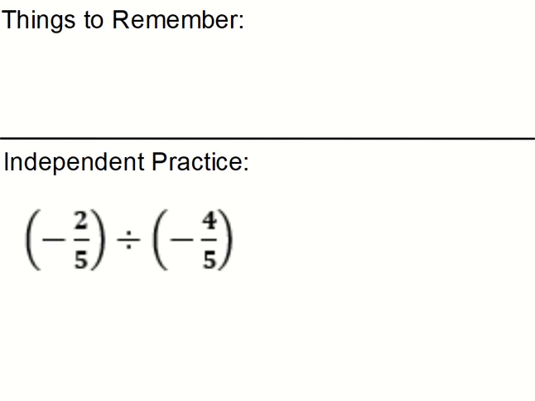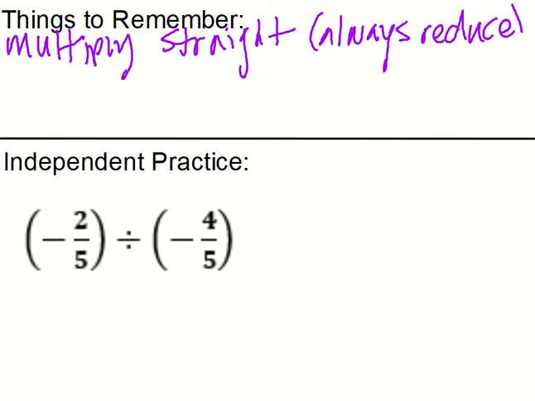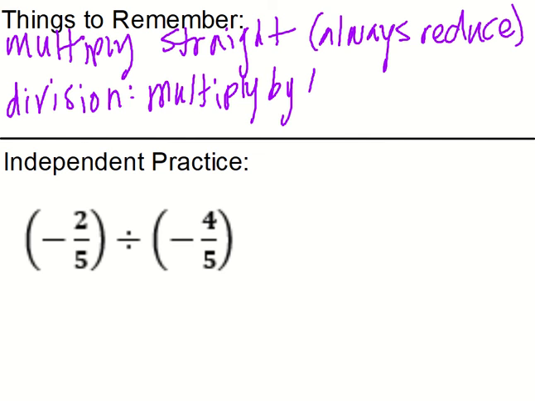All right, so things to remember: multiply straight across, always reduce. And then for division, we multiply by the reciprocal.